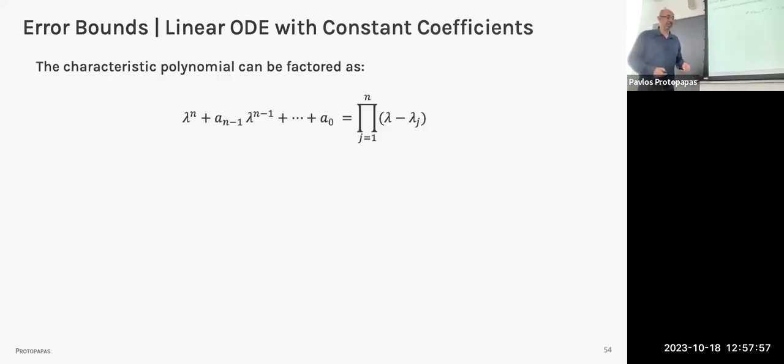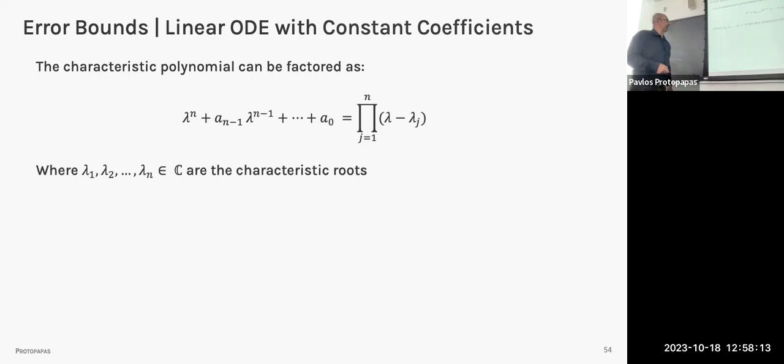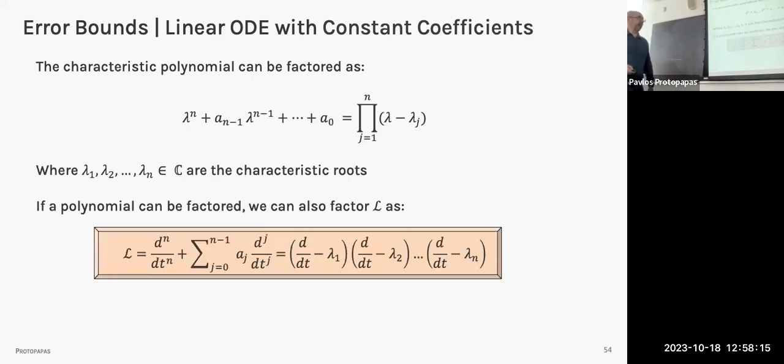This is one of those moments. If you have a polynomial, you can factorize it with the characteristic polynomial, where lambda j are the eigenvalues of the system. That means I can take any one of these and decompose it into the product. If I can do that, I can do it for the L. So now instead of writing this form, I write it as a characteristic polynomial.